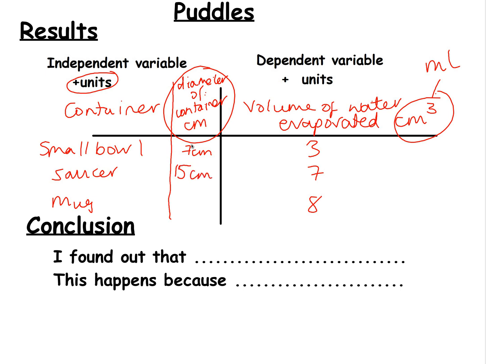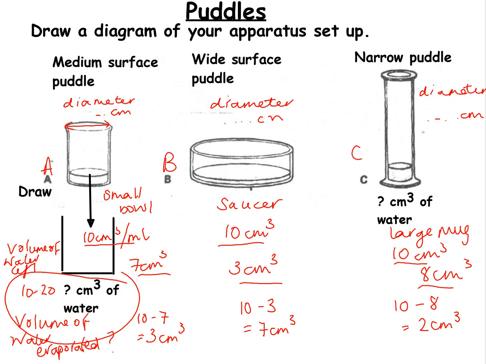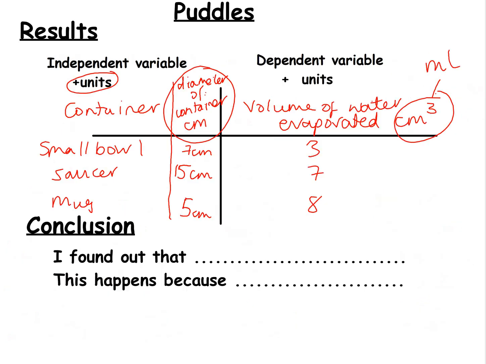And our mug is going to be a very narrow mug, 5 centimetres wide. Have we got those volumes right? Small bowl, let's just check. 372. Oh, I knew I had that one wrong. Oh. Let's get the rubber. And that one should be 2 volume.